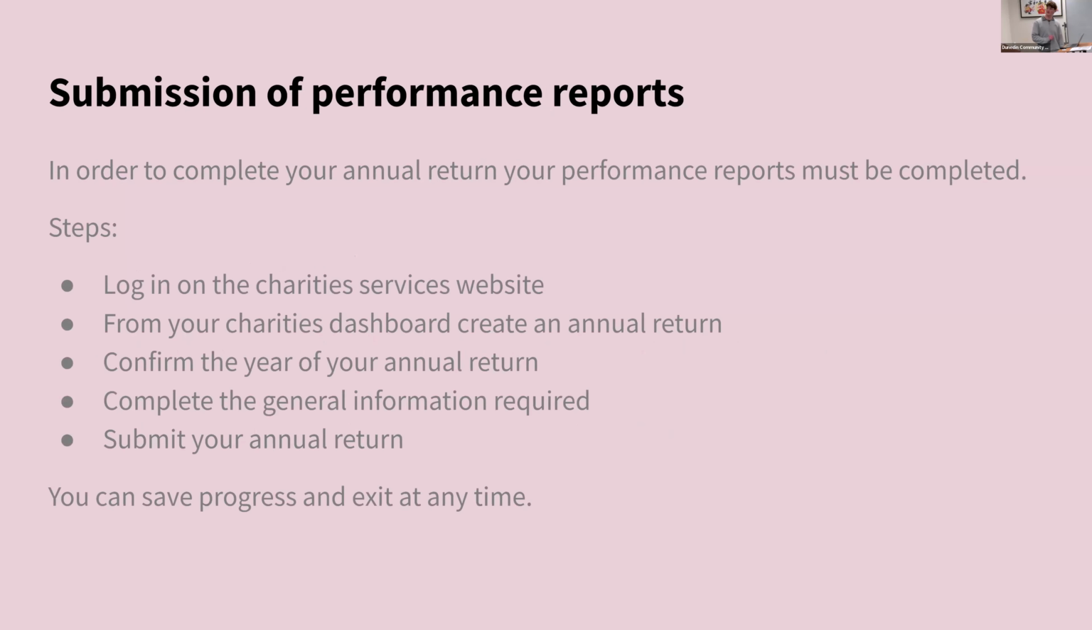Then for the submission of performance reports, in order to complete your annual return, all performance reports must be fully completed. So you can submit your annual return on the Charity Service website. Now I've got the steps here. So simply log in on the Charity Service website. From your charity's dashboard, create an annual return, confirm the year of your annual return, complete the general information required, and then submit your annual return. You can save all progress at any time and come back to it when you need.